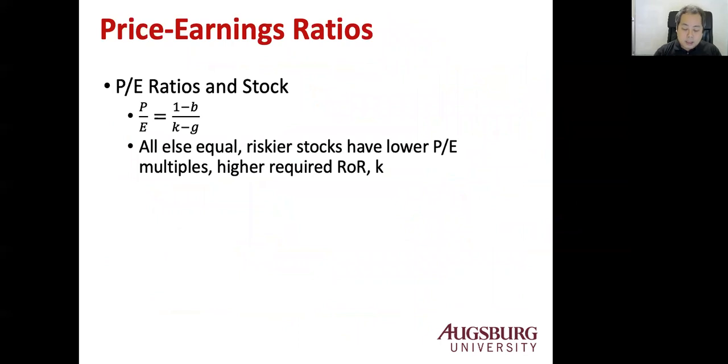So in this case, all else equal, riskier stocks have lower PE ratios, right? Because K is higher, obviously. So if it gets riskier, then your PE ratio gets lower.